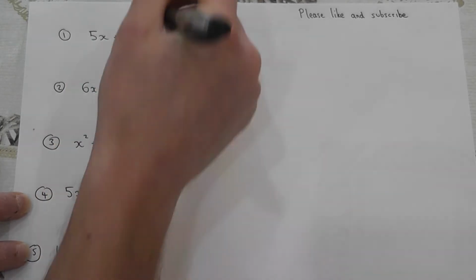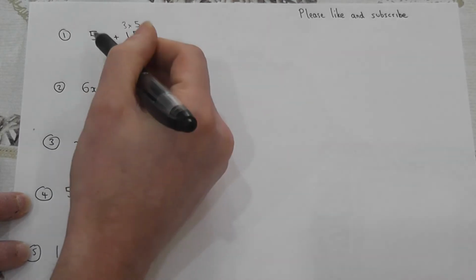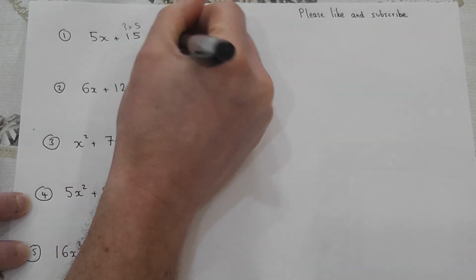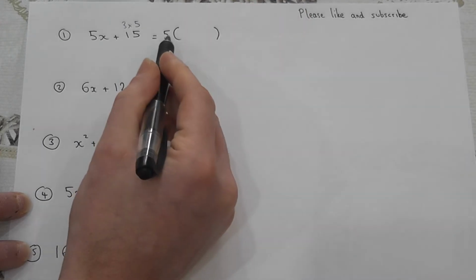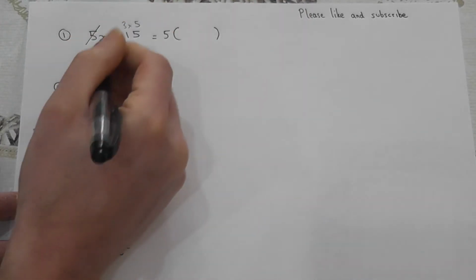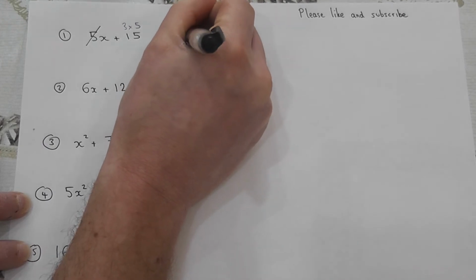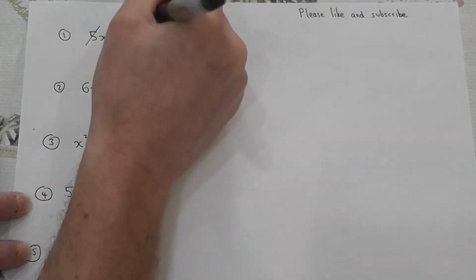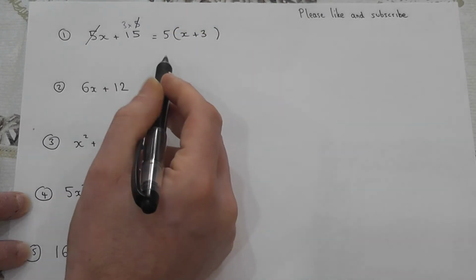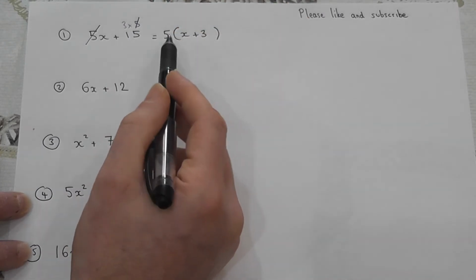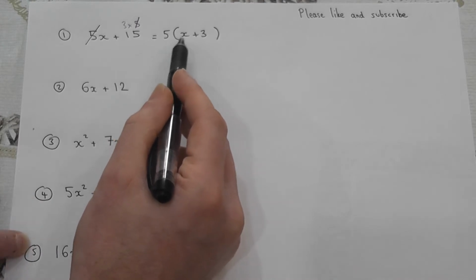So to factorise this, we put the highest common factor, which is 5, next to the single bracket. Now the 5 is the factor, so we have an x left over, and we also have a 3 left over. So 5x plus 15, if we factorise it, becomes 5 bracket x plus 3.